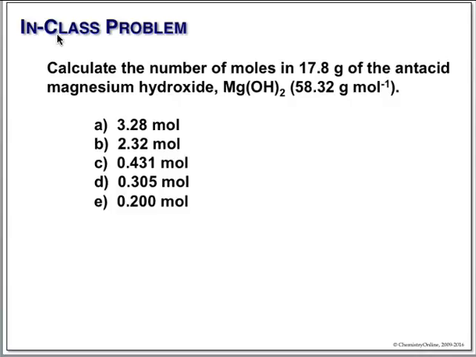This is an old test question. Magnesium hydroxide, milk of magnesium it's called. We have 17.8 grams of it. If you go to the periodic table and take the weight of magnesium, oxygen, and hydrogen, add them all up, the molar mass here is 58.32 grams per mole. All right, so how many moles is 17.8 grams?